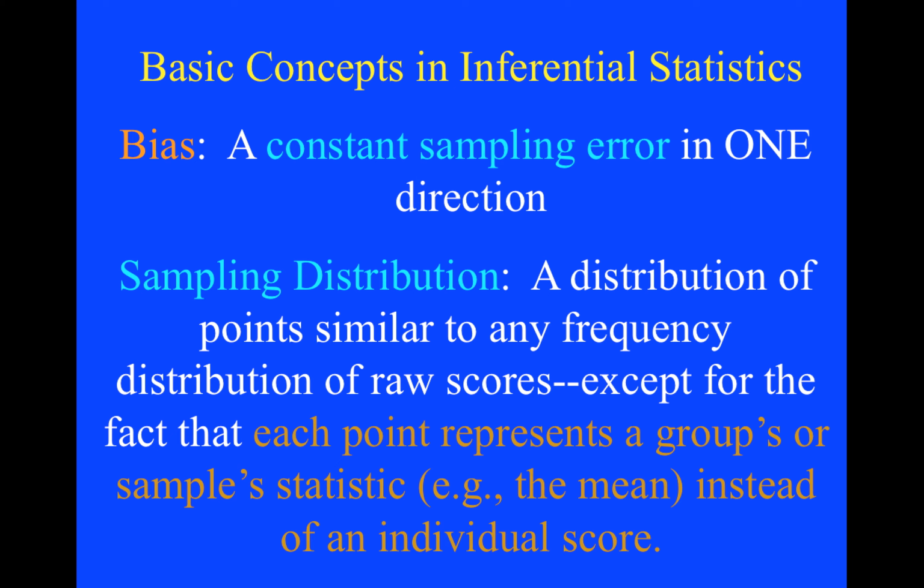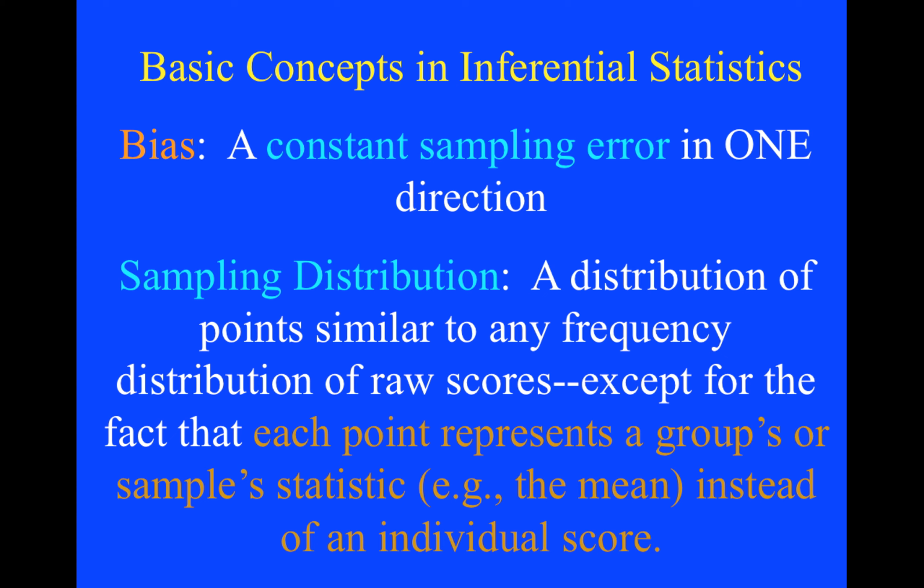Now, this concept of the sampling distribution is simply an extension of a frequency distribution, which we've already talked about. So we've gone over a frequency distribution of scores. A sampling distribution is a distribution of points similar to any frequency distribution of raw scores, except for the fact that each point represents a group's or a sample statistic, let's say the mean, instead of an individual score.